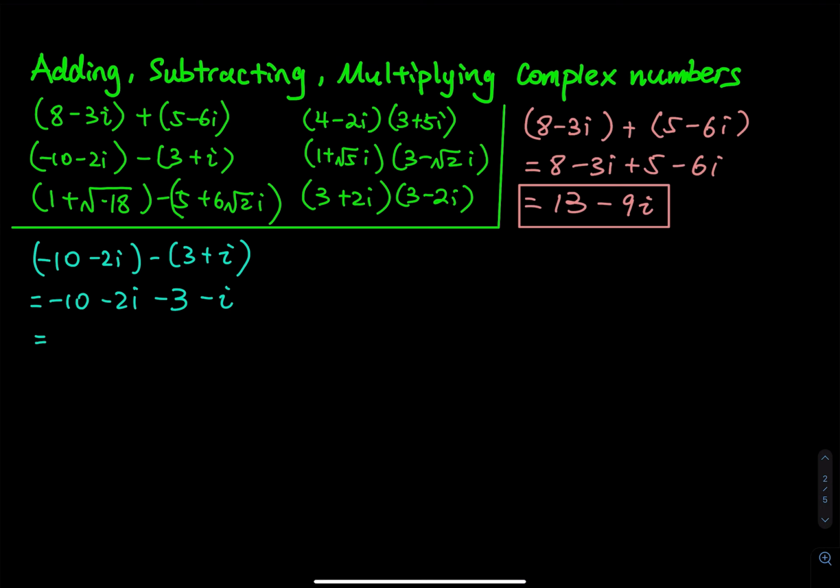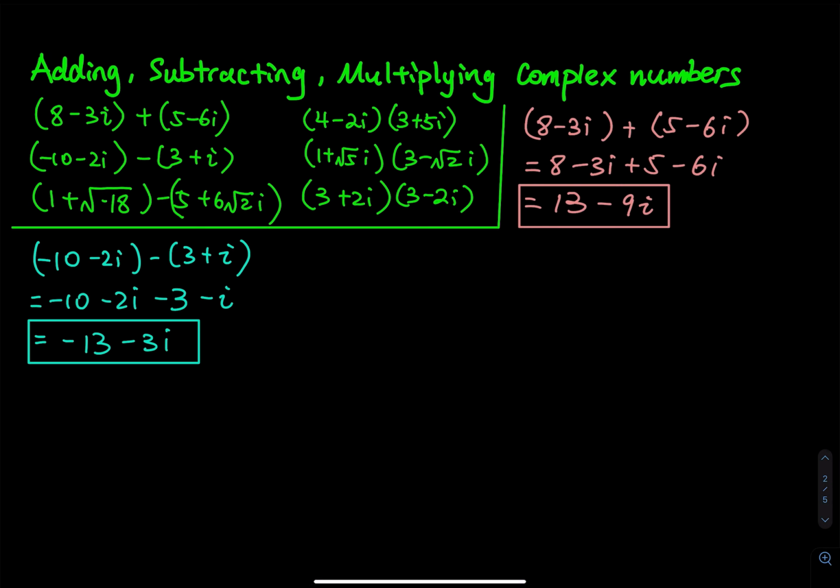Negative 10 minus 3 is negative 13. And negative 2 minus 1 is negative 3. So you have negative 13 minus 3i. All right, moving on to the next problem.